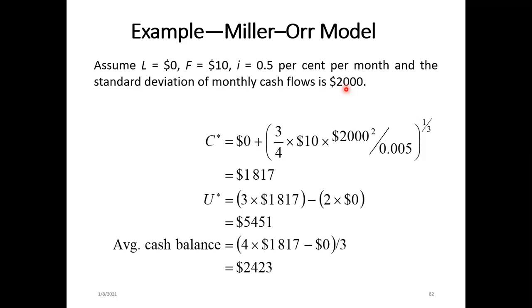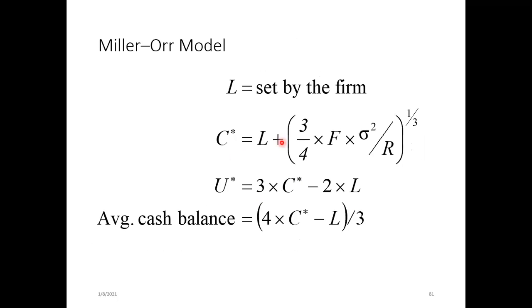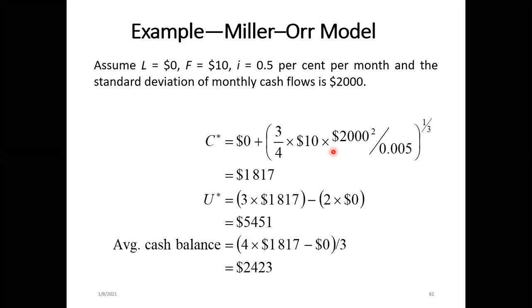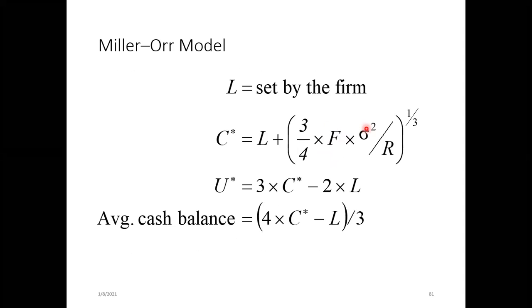Then how do we calculate the optimum balance? Optimum balance means the return point. C is the return point. This is the formula, no? CL is the lower limit here. What's the lower limit here? How much lower limit? 0. Good. And 3 over 4, it's a constant. How much is F? The value of F is $10, no? $10.